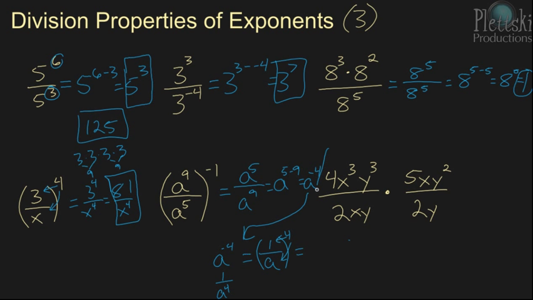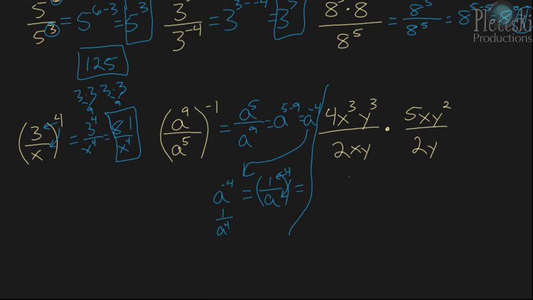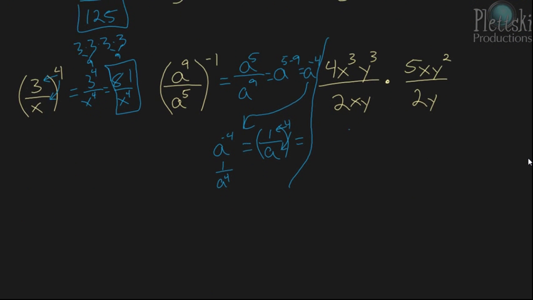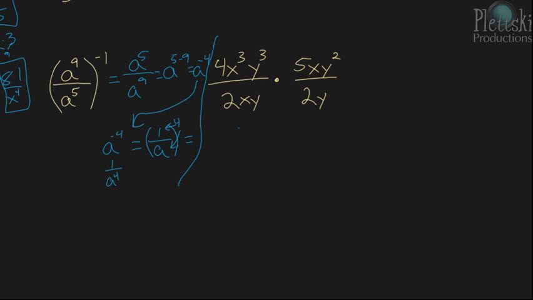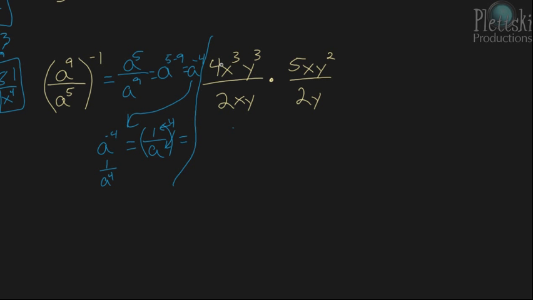Okay, this last example, and I'll draw a line to divide it, and maybe scroll down and over to make a little more room. This one is a little bit more tricky. We have a product here. We have 4x cubed y cubed over 2xy times 5xy squared over 2y.